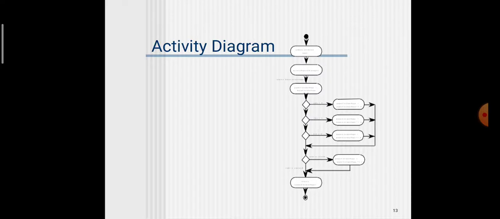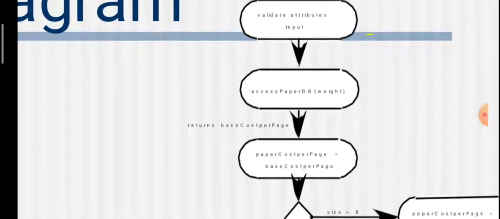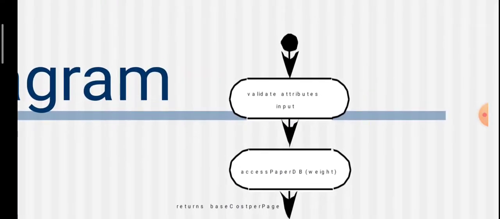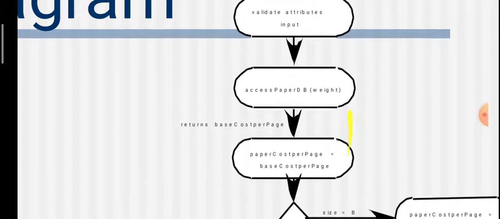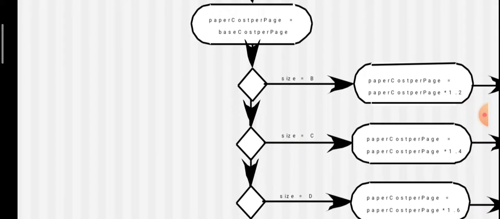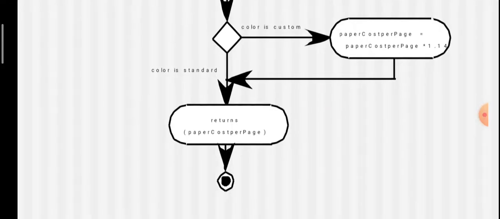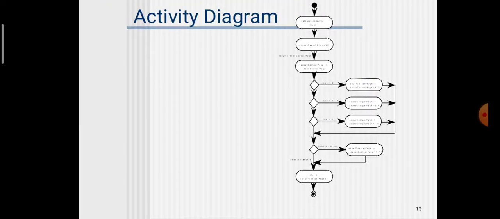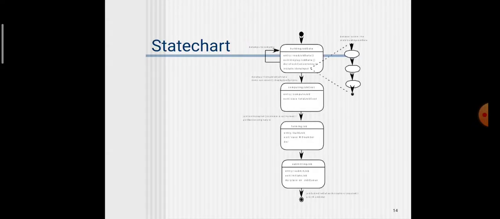So again, whatever we have done, we can represent them in the activity diagram also. So how it works, it is the start. So these are the different activities like validating the input, access the paper weight. So for size B, what is the cost? For size C, what is the cost? Size D, what is the cost? The color custom. At last, the paper cost is calculated. So for each and every refactored module, refactored part, we can represent them in an activity diagram.